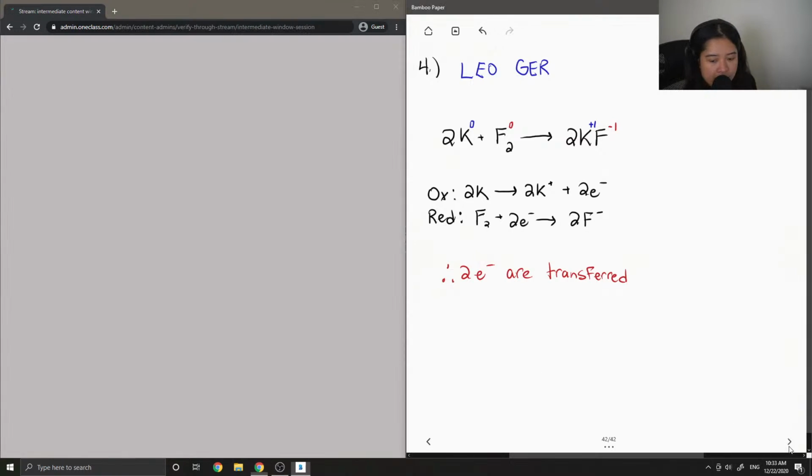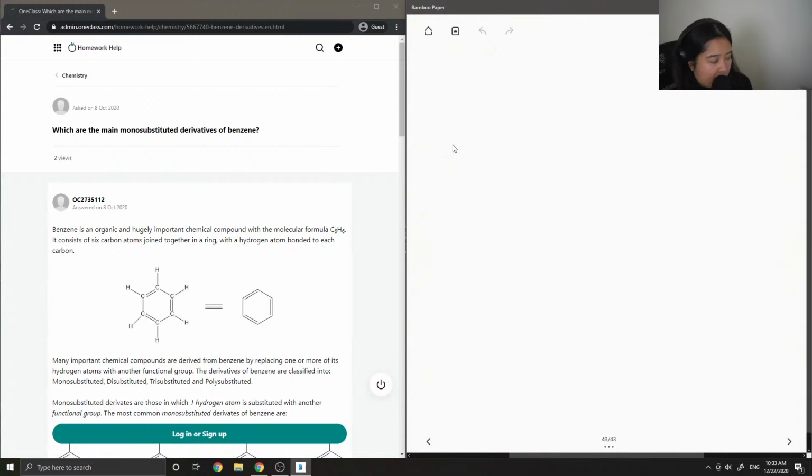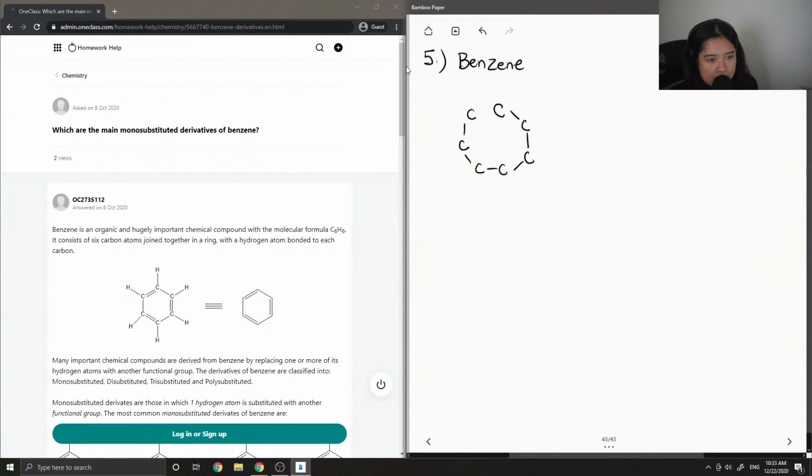Okay, so now let's move on to question number 5. Which are the main monosubstituted derivatives of benzene? Okay, so first I'll just draw out benzene. It contains 6 carbons in a cycle. Wait, I think I just drew 7. Hold on.